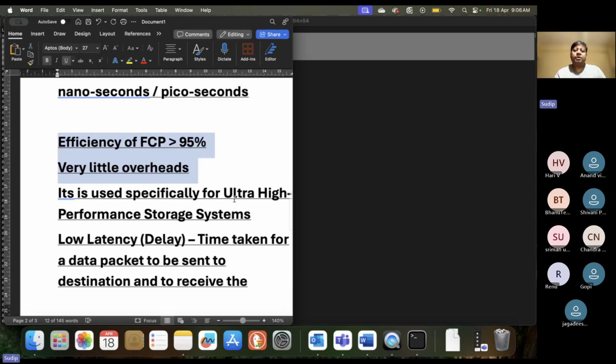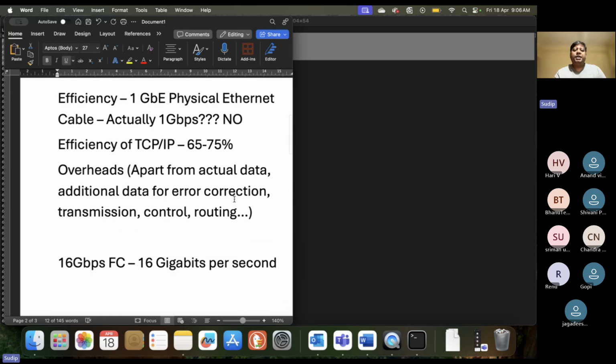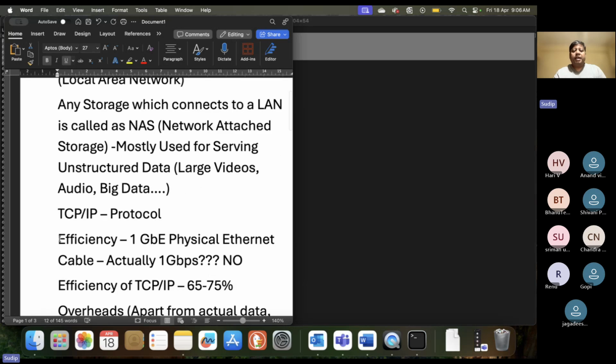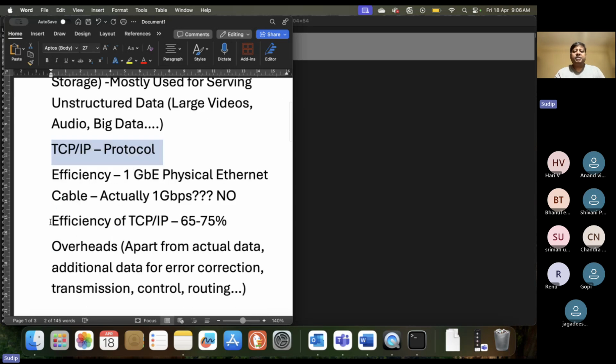the Fibre Channel protocol that you get an ultra high performance, low latency network, which is meant specifically for storage systems. Whereas in a LAN, you are using, first of all, normal network cables, and the protocol being used is TCP/IP, whose efficiency is only 65 to 75%. That is the reason why it works. Definitely it works. The entire internet is working on it, but it cannot be used for ultra high performance.